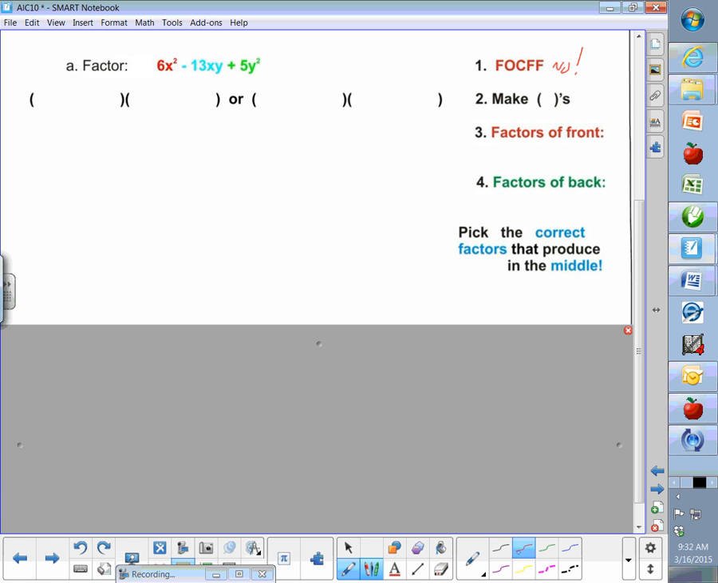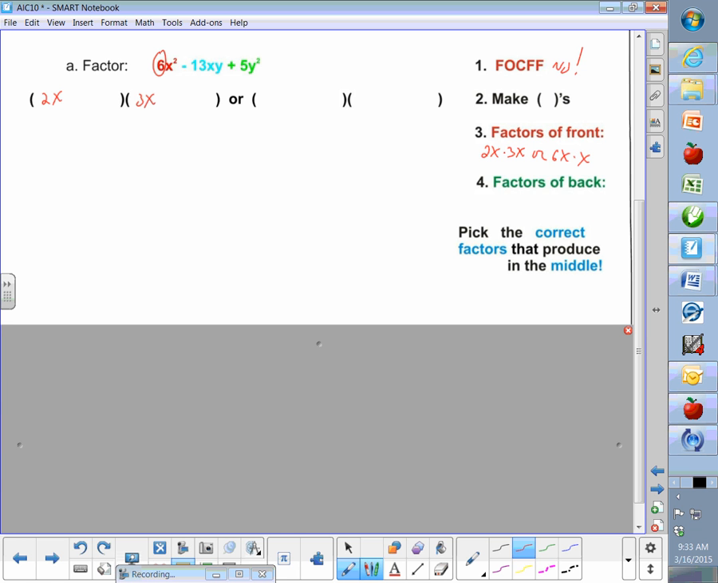Okay, so now in this situation, we need to make two sets of parentheses. And the reason we're making two sets is that front number is a 6. So somebody tell me, what are the possible factors in the front? John, give me one set of possible front factors. Okay, well, 2 times 3 is 6x squared. Correct. So John says a 2x times a 3x. Okay, that's one possible pair of factors, a 2x times a 3x. But what's the other possibility? Justin?